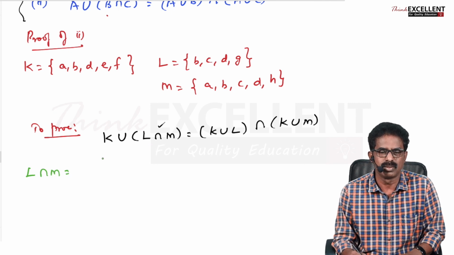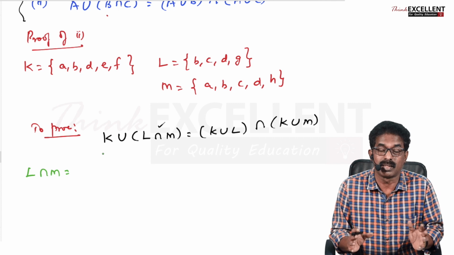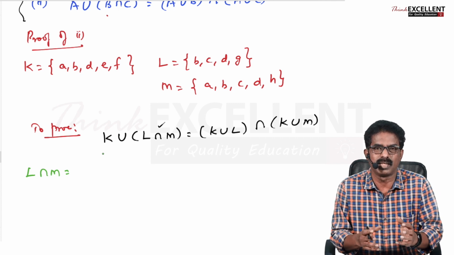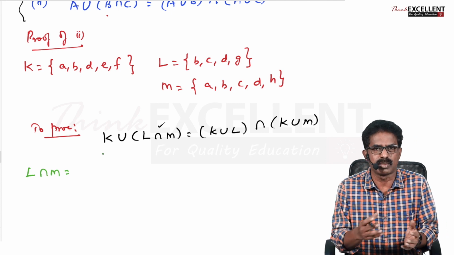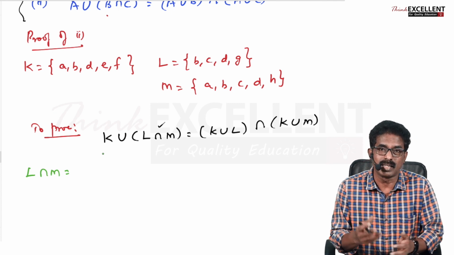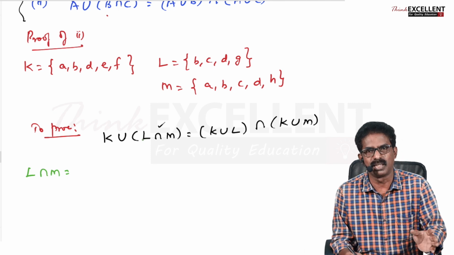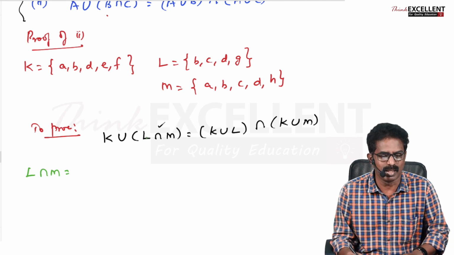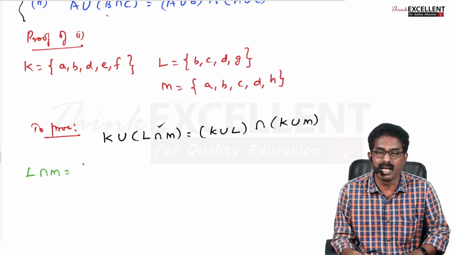Sometimes what happens, students seeing K, L, M will be a little uncomfortable because every time they like to do sums with A, B, C. Sometimes they give X, Y, Z, or M, N, whatever it is. The method is the same only. Union, write everything; intersection, common. That's all. So for L intersection M, you write the elements which are common for L and M.